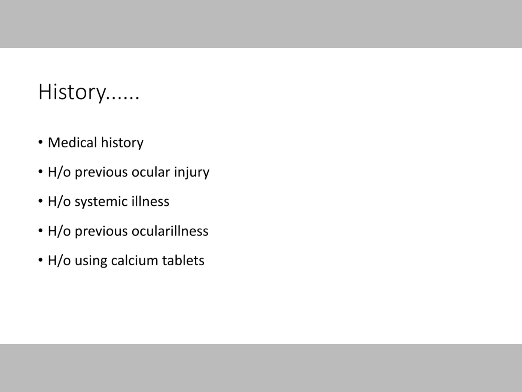History is a key point in the diagnosis of band-shaped keratopathy. You should take the medical history properly, where you need to ask the patient about systemic illness, any previous medication, any ongoing treatment, this type of questions. You can also ask the patient about previous ocular injury, like whether in the past the patient had any ocular injury or not, as that also can lead to band-shaped keratopathy. That's why you need to ask the patient. Also ask about previous ocular illness.